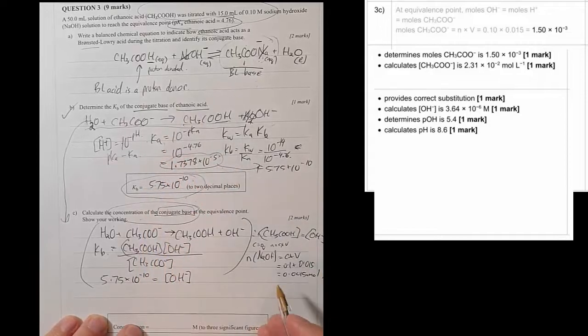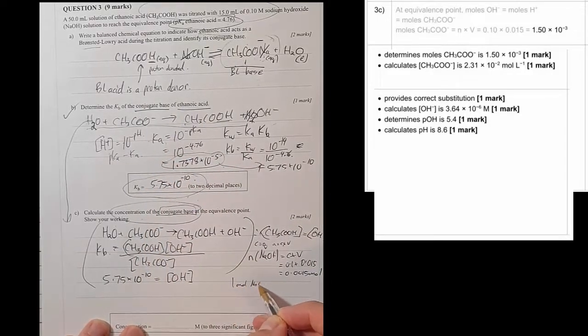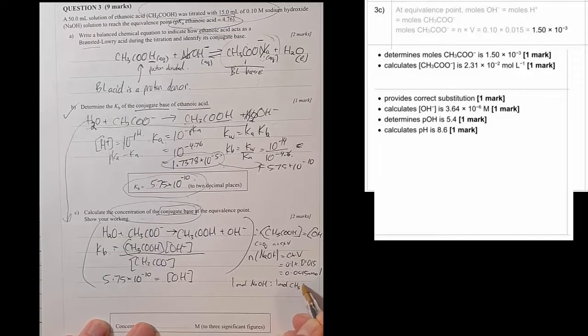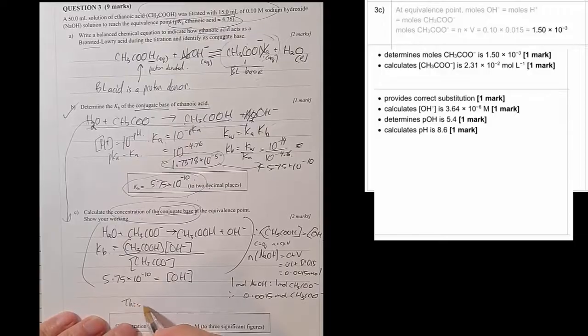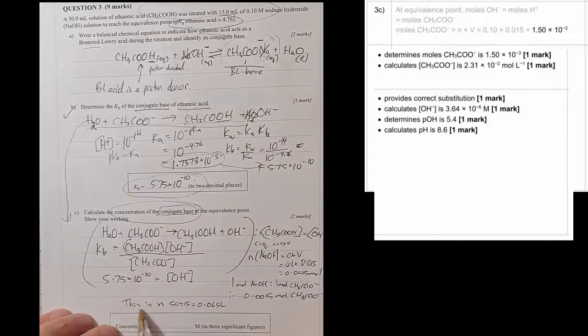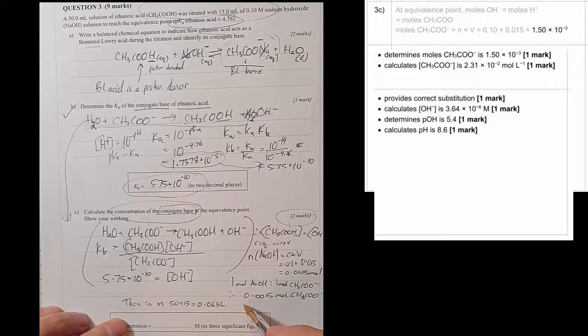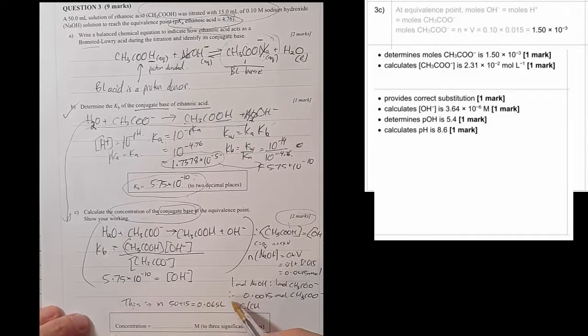All right, now we can do 1 mole NaOH is to 1 mole of conjugate base, CH3COO minus. Therefore, there's 0.0015 moles of CH3COO minus. All right, and this is in 50 plus 15, so that's 0.065 litres. So the only tricks here, really. It's kind of deceptive, it's 2 marks. So the concentration, I probably will have to go to here on the next question. So I sort of jumped in way too early for that.